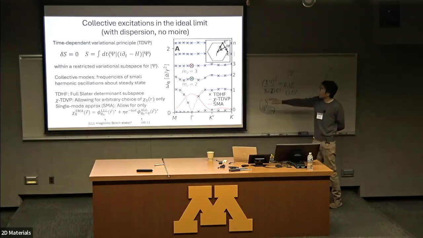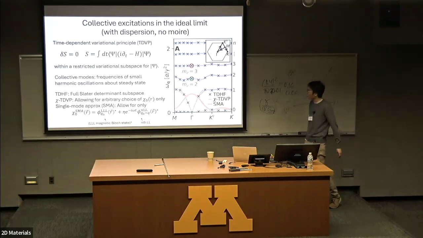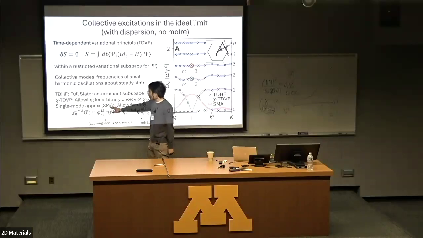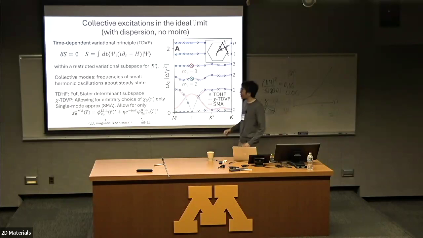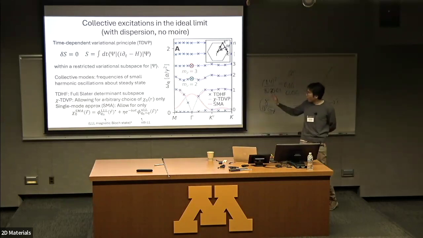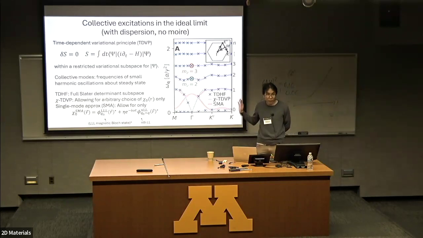And finally, there are these red lines, which come from a single mode approximation. I told you that the Skyrmion chi0 is given by the lowest Landau level wave function. We can add in a small component of an nth Landau level wave function and shift it by some momentum q. And that gives you this red line. You can see that for the higher modes, it agrees pretty well. For the lower ones, it misses this gapless mode, which is a Goldstone mode, and that's missed by the single mode approximation.